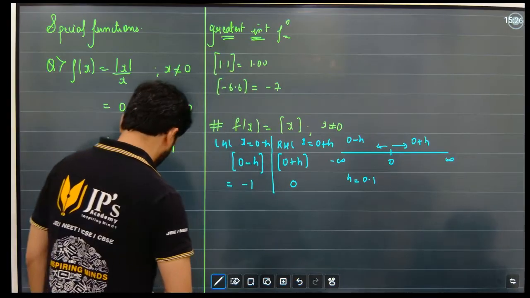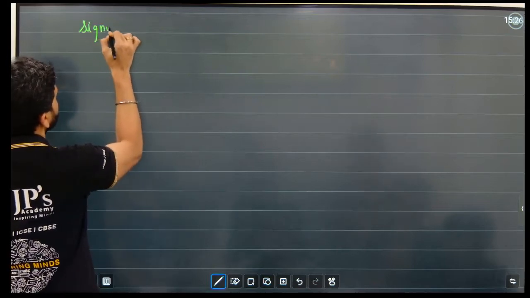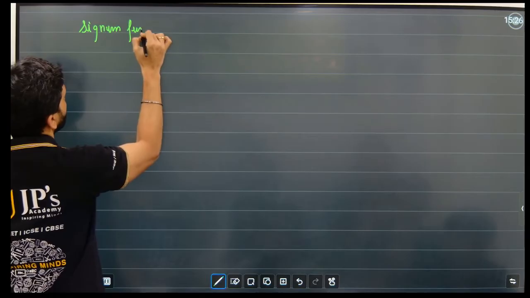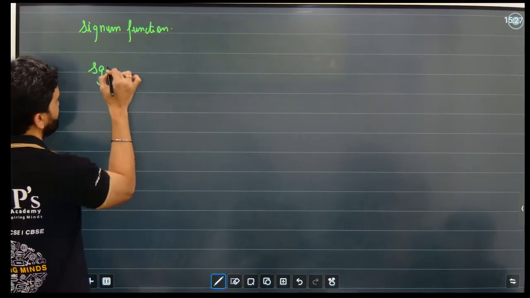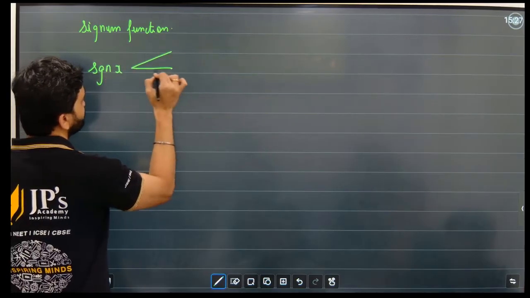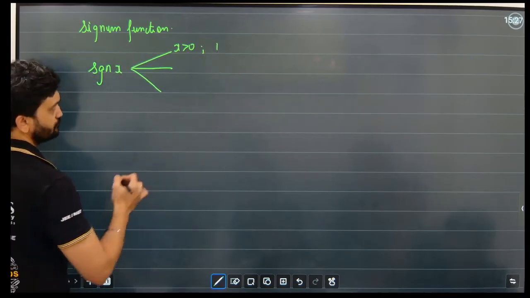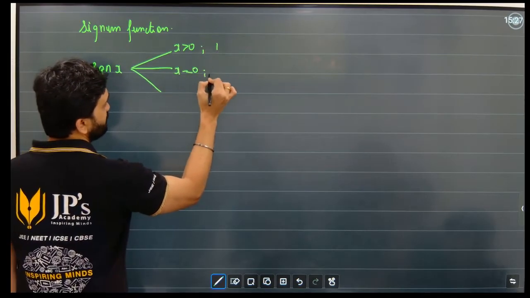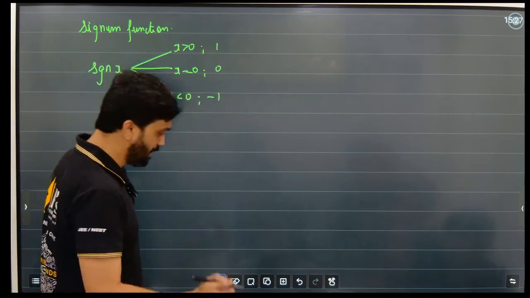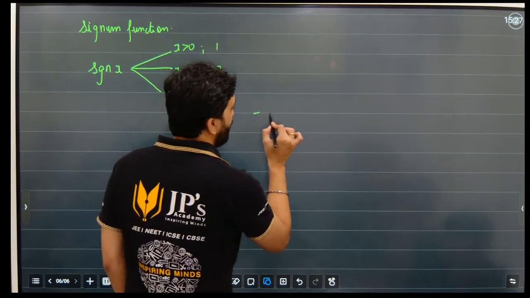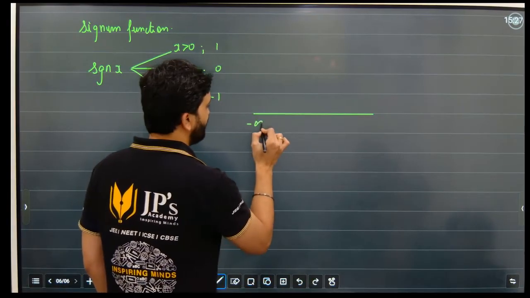I'll give you the example of signum. Signum function. I'll explain it to you. What is signum function? It is written as SGN x, and it has three conditions. Guys, if x is greater than 0, my answer will be 1. If x is equal to 0, what is the answer? 0. And if x is less than 0, what is the answer? Minus 1. Again, this is minus infinity. I am standing at 0.